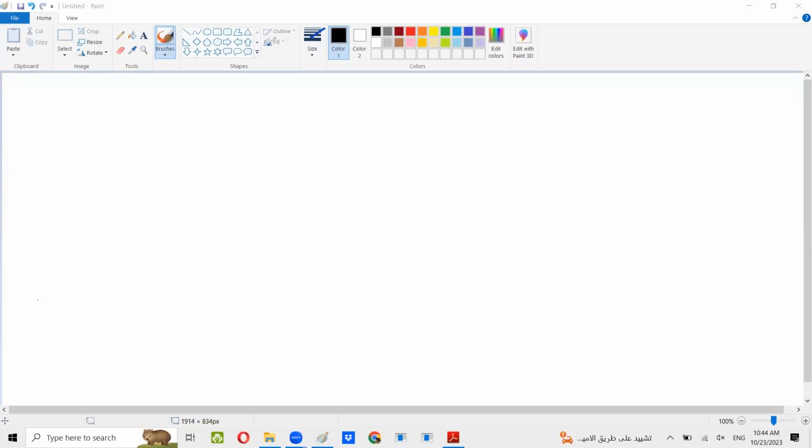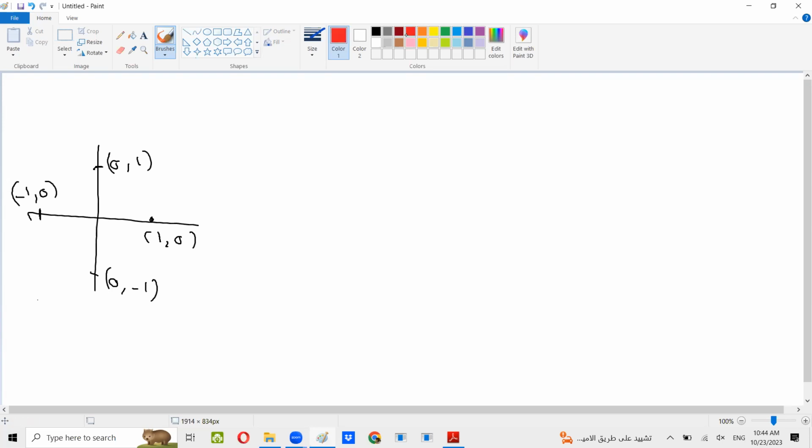Actually, we know that we have here the coordinates x and y. This value is 1, 0 and 0, 1, and the first one is cosine, sine. Cosine, sine.